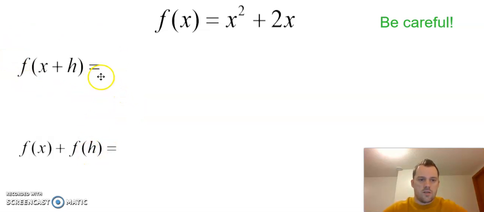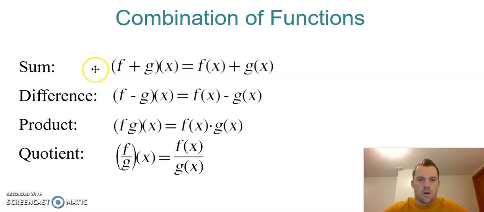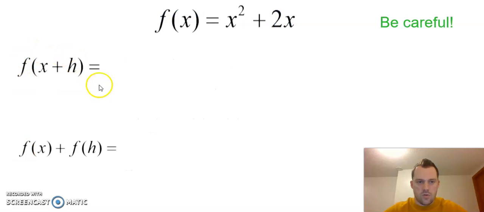We've got f of x plus h and f of x plus f of h. So see if you can figure out what those should look like. If you noticed, remember our sum combination here. If we're adding two functions together, so f plus g of x, that's our combination. That's adding the two separate functions together and just combining like terms, right? So we might think of that with this example.